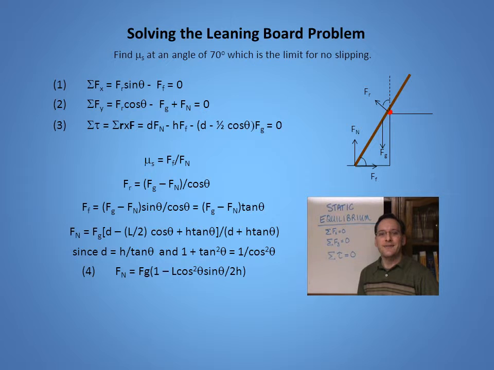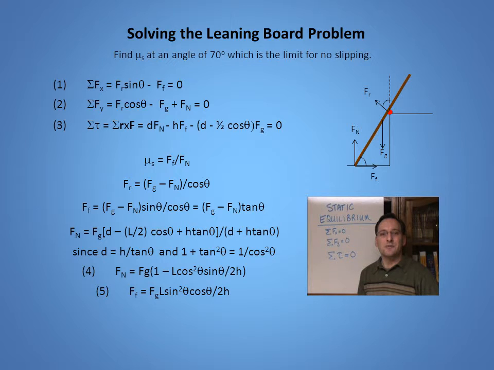Now that we have the expression for the normal force, we need an expression for the force of friction. We saw a moment ago that the force of friction is equal to that quantity (Fg minus Fn) tan theta. If we substitute the Fn equation, number 4, that we just found, into this expression, we will get an expression for the force of friction, which will be equal to Fg L sine squared theta cosine theta divided by 2h, which we will call equation number 5.